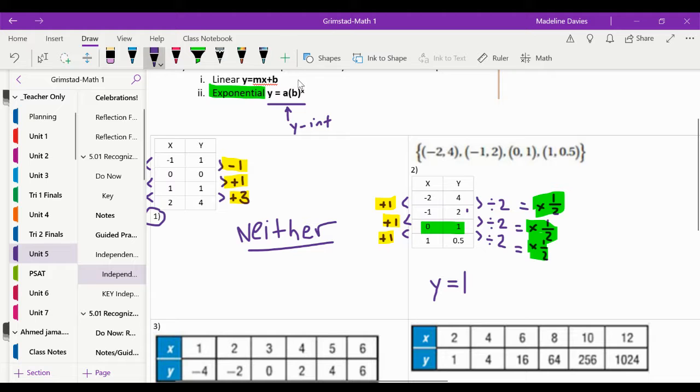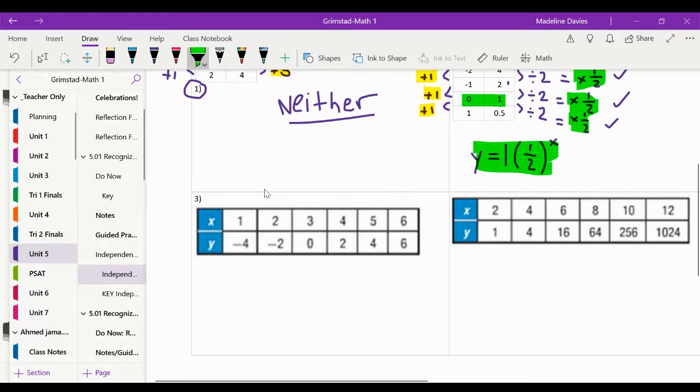And then the b is our multiplier. And that's what's being multiplied by in each side. So in this case, we've multiplied by 1/2. So our multiplier is 1/2, and then just to the power of x. And that's it.